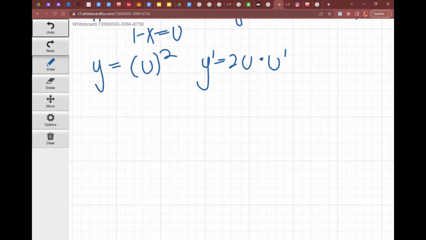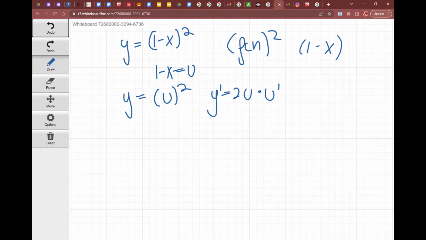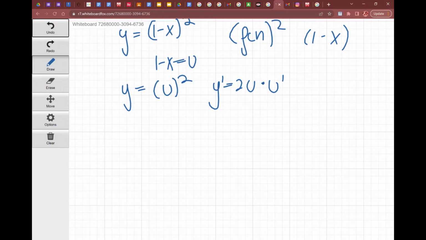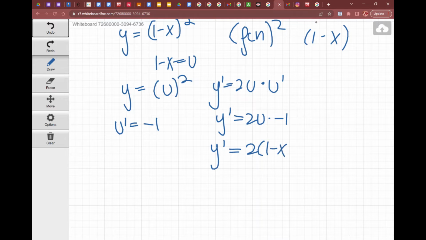But anyways, this one becomes 2u times u prime, right? And so u prime is equal to, well, derivative of 1 is 0. Derivative of negative x is negative 1. So it's just that. So y prime equals 2u times negative 1. We know that u is 1 minus x, so it's just going to be negative 2 times (1 minus x).